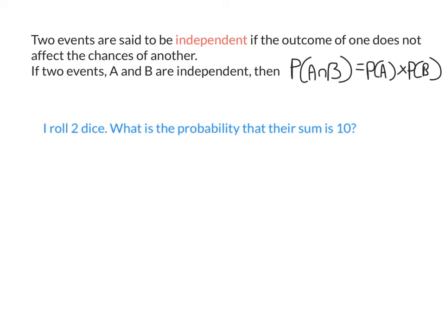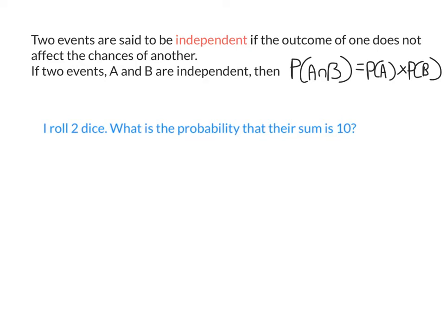For example, let's say I toss 2 coins. The outcome of each coin is independent. What you get on the first coin doesn't affect what you get on the second coin. So just make sure you understand the difference between independent and mutually exclusive. People always mix them up.